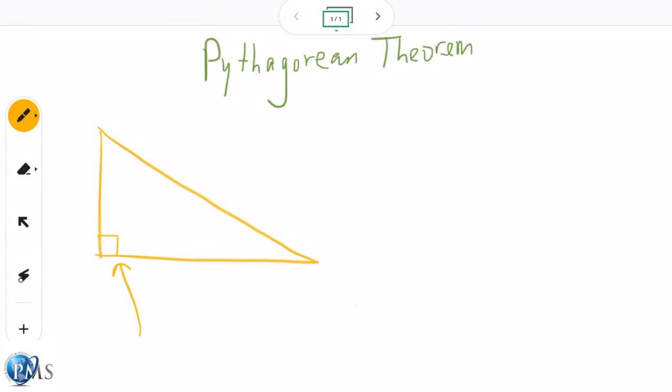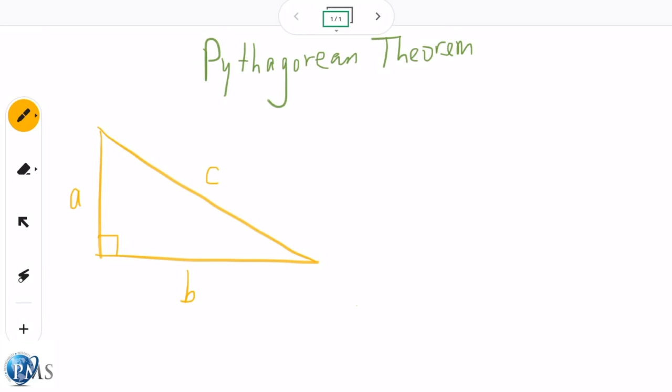So as long as you have a triangle that has a right angle in it, a right triangle, you can use the Pythagorean theorem. Otherwise, you won't be able to use it. Okay. So what the theorem itself says is that, let's say that we call these sides A and B. Those are called the legs of the right triangle. And the other side over here, let's call it C. C is called the hypotenuse of the triangle.